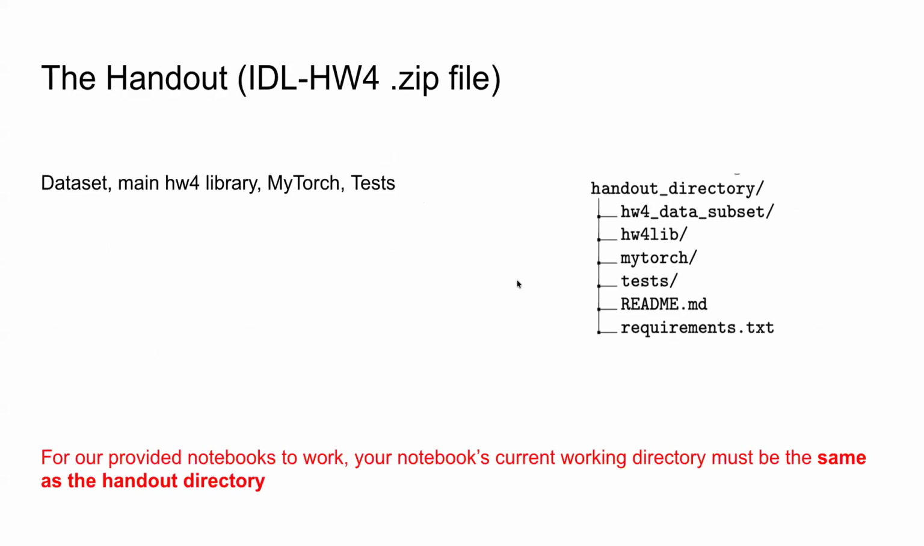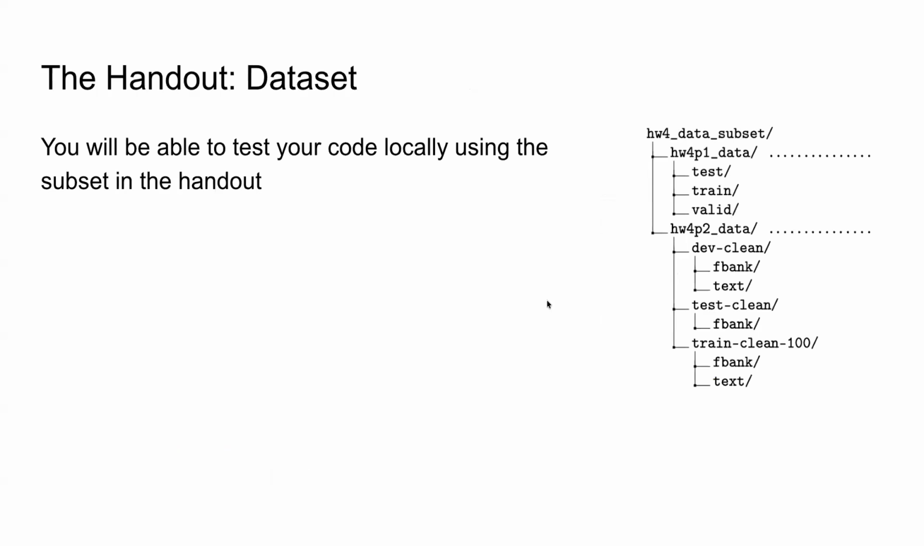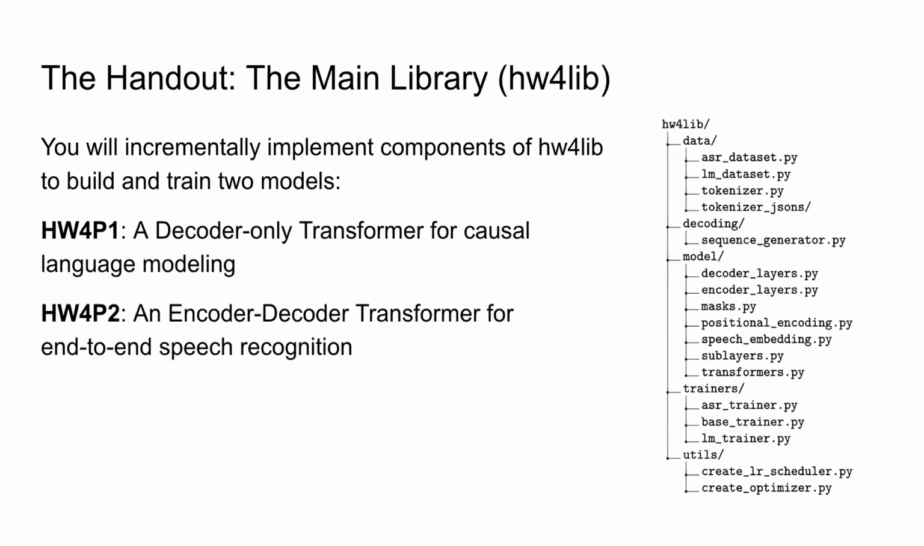The handout structure for the zip file is as follows. The top level directory is what is provided to you as the handout directory. Within it sit the data subset, hw4lib, and mytorch. The tests are for us. The README and requirements.txt are obviously for you. For our provided notebooks to work, your notebook's current working directory must be the same as the handout directory. So you'll be able to test your code locally using the subdirectory in the handout, as you can also see in the structure on the right-hand side of your screen.